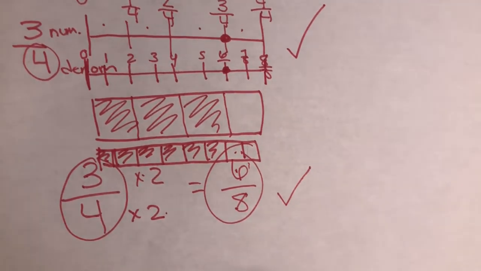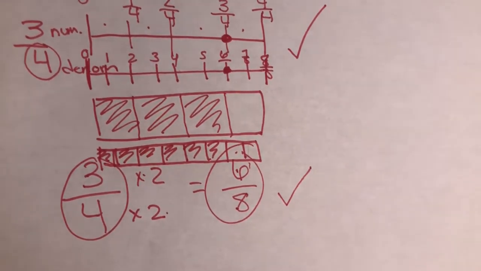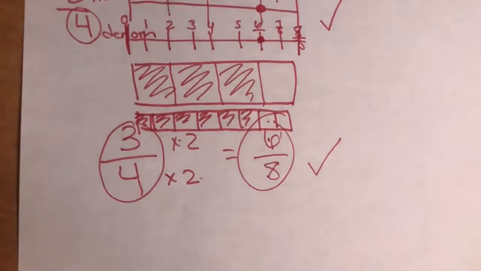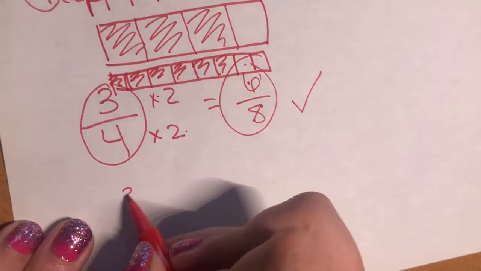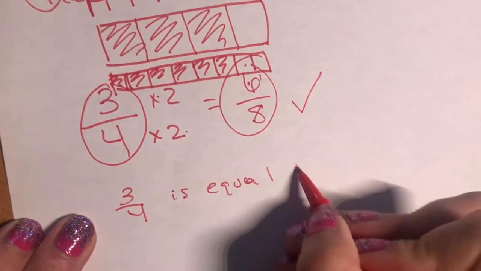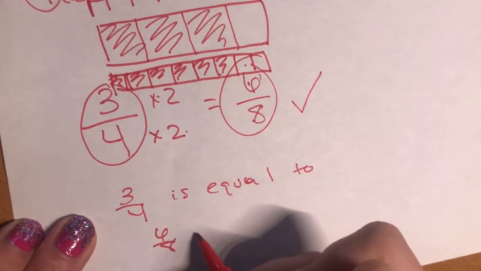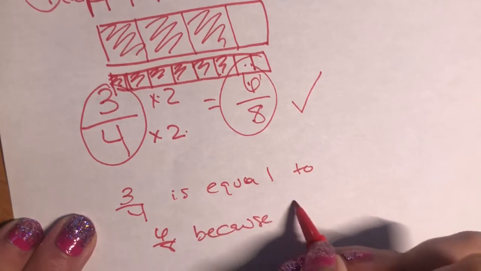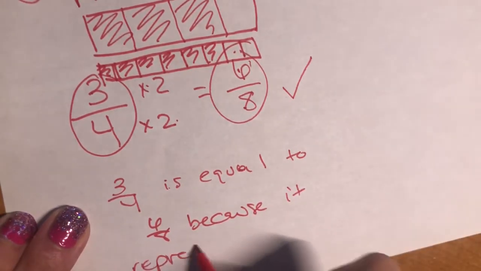When Region 11 wants you to write a sentence, they just want to make sure that you can understand and put it in your own words. So you could write something like 3/4 is equal to 6/8 because it represents the same amount.